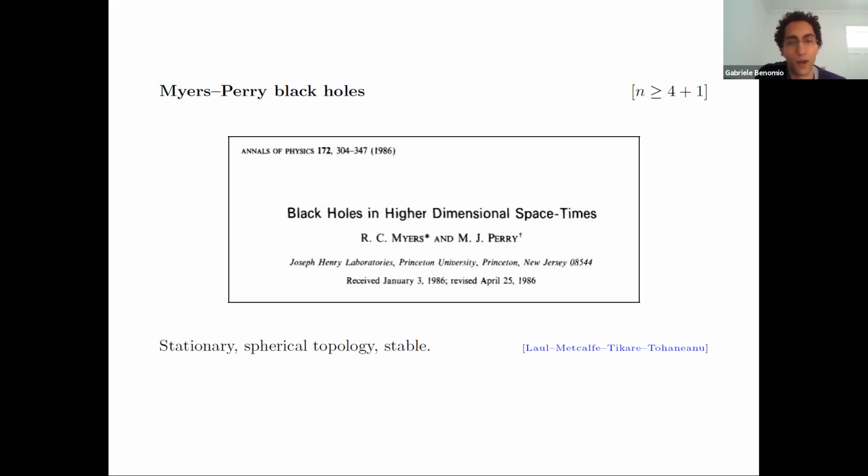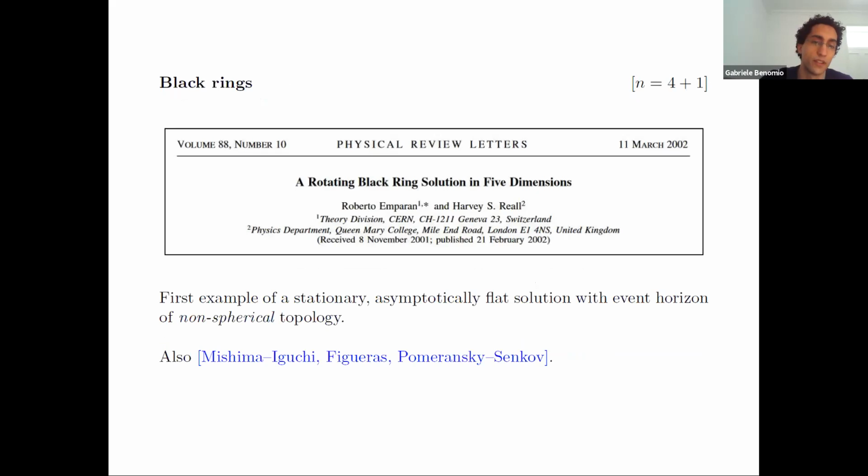Okay, so once this family of Myers-Perry black holes is known, one might entertain the idea that all stationary vacuum higher dimensional black holes are described by the Myers-Perry family, in strict analogy to what happens in 3+1 dimensions, where all stationary vacuum black holes are described by the Kerr family. But this idea fails spectacularly with the discovery of this new family of black holes called black rings.